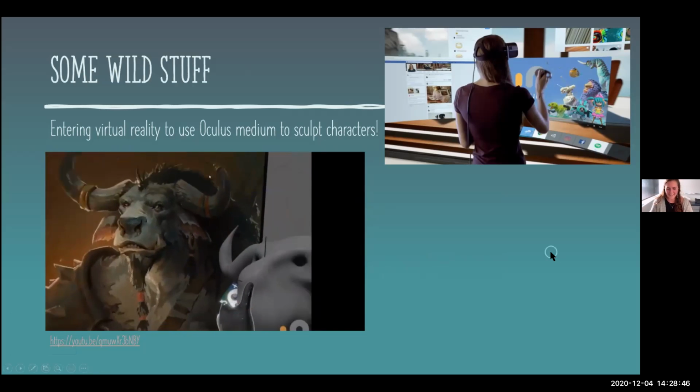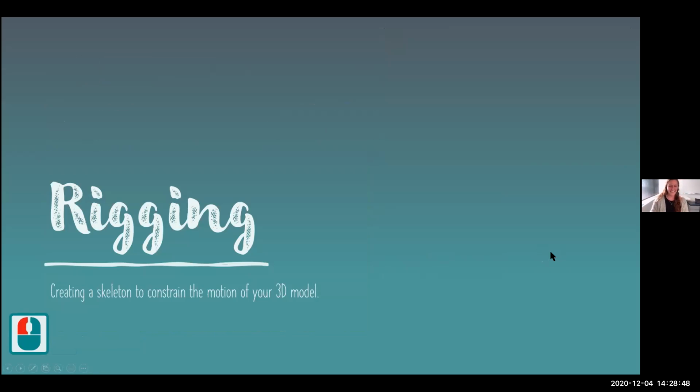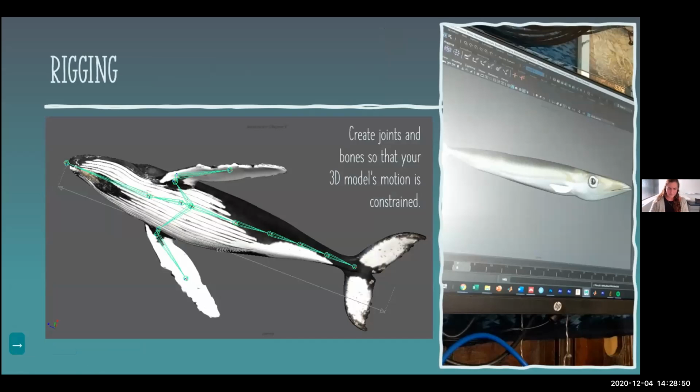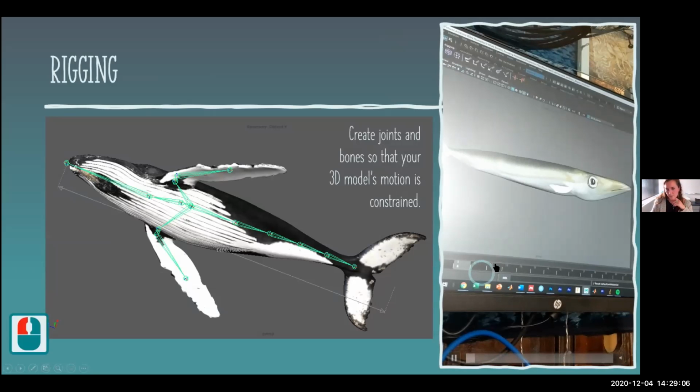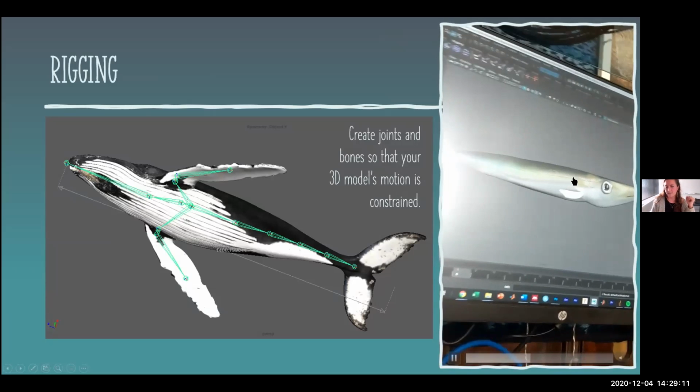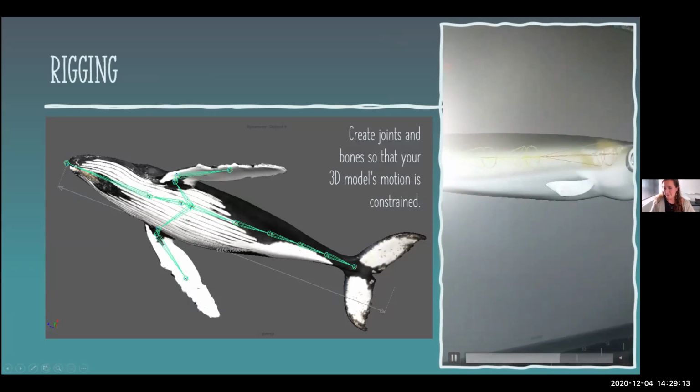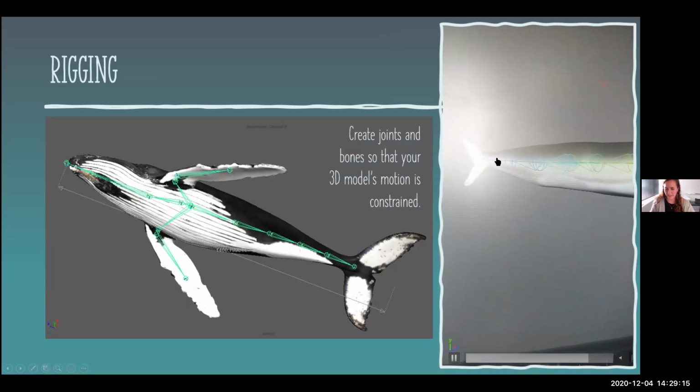Okay, so rigging is basically where you create a joint for each place where you want rotation to happen, and then constrain by adding bones where you don't want any rotation to happen. So for this example with my fish, I made a super simple skeleton because that's all I could handle. And I made just a bunch of joints down the body.